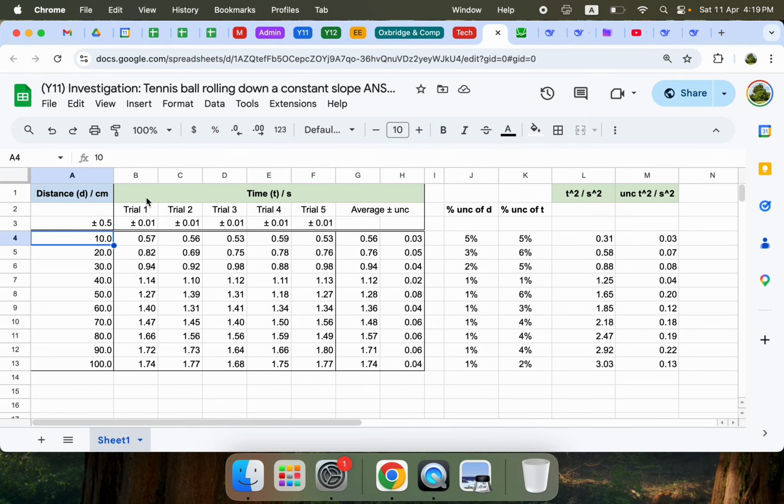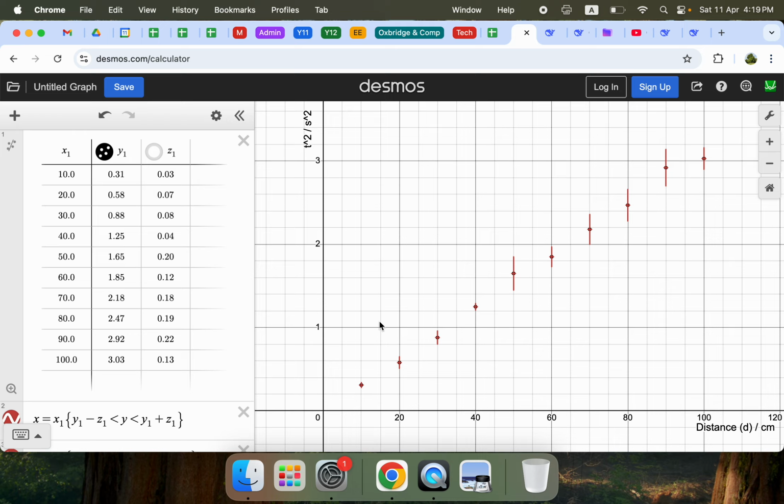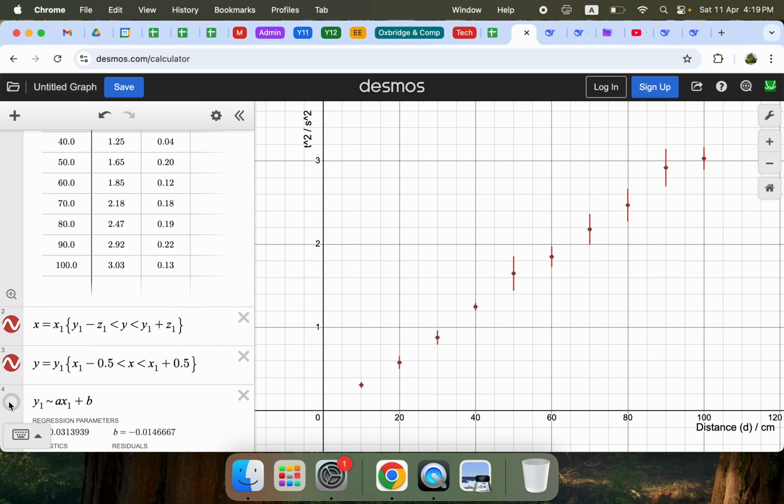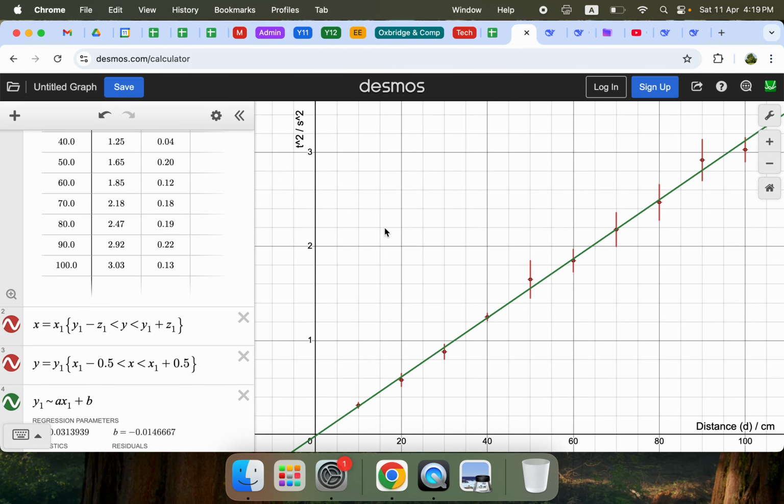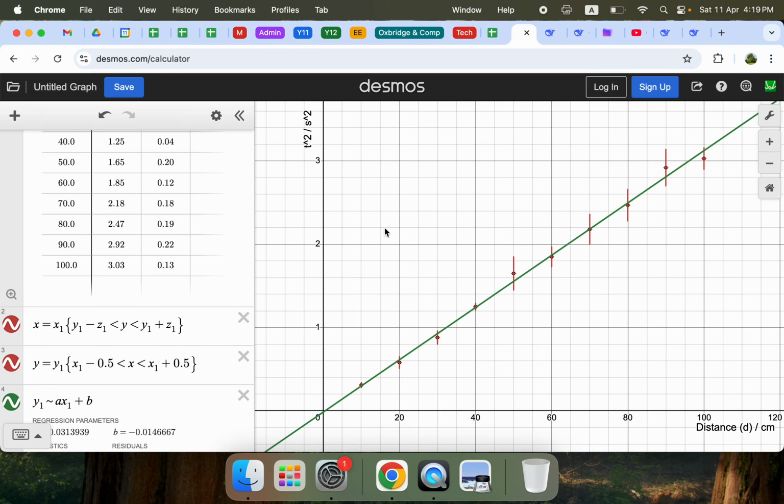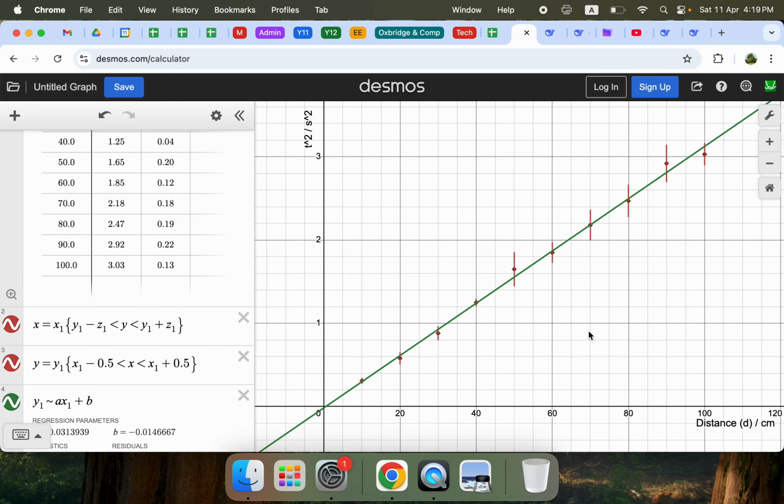Then I went into Desmos and I drew time squared versus distance. And you can see that my data, as it should, lies nicely on a straight line through the origin. So I can do the regression. Here is the best fit straight line modeling this data. It's a pretty good fit, going through all the windows of uncertainty, very close to the origin as well, as it should. But now I'm going to show you how we can draw the max-min line.